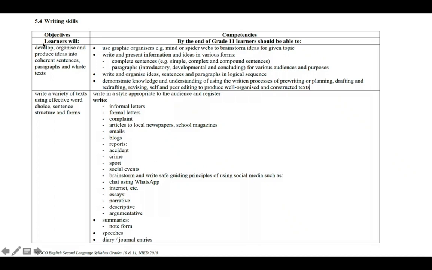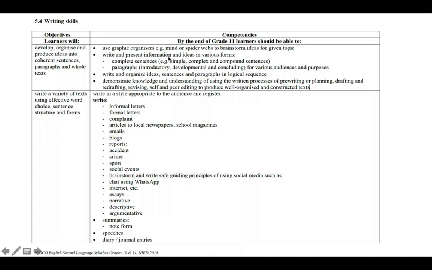And when we talk about objectives and competencies, I've already mentioned to you that in this specific syllabus, the objectives are quite vague, which means that it is hard to measure whether the learners have achieved them or not. They are very, very vague. But competencies are more specific, because let's say here we have develop, organize, and produce ideas into coherent sentences, paragraphs, and whole text. It's super vague, and we have so many action verbs that the learners need to do there. But when you look at the competency, it's more specific.